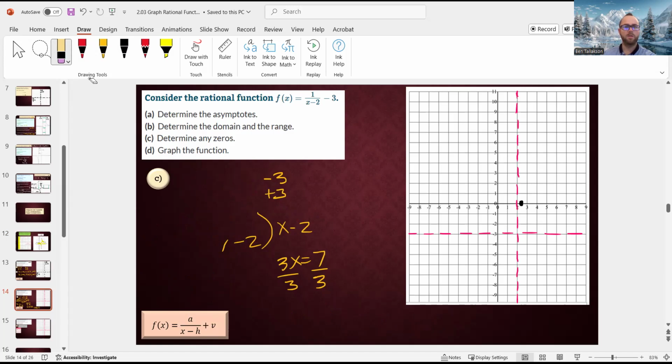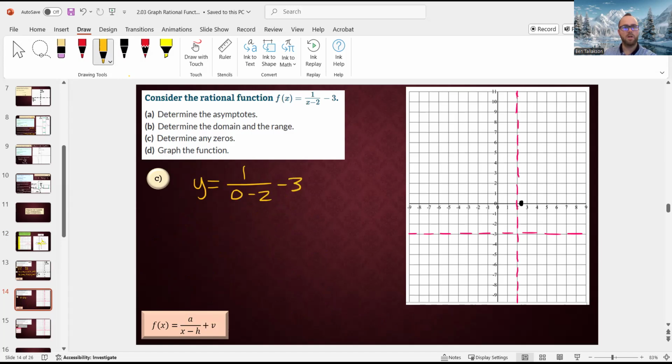Okay, it's time to look at the y-intercept. Okay, so the y, we set x equal to 0 and solve for y. We get 0 minus 2. Well, that's going to give us -0.5. And this will give us -3.5. That was pretty quick and simple. So when x was 0, y is negative 3.5.